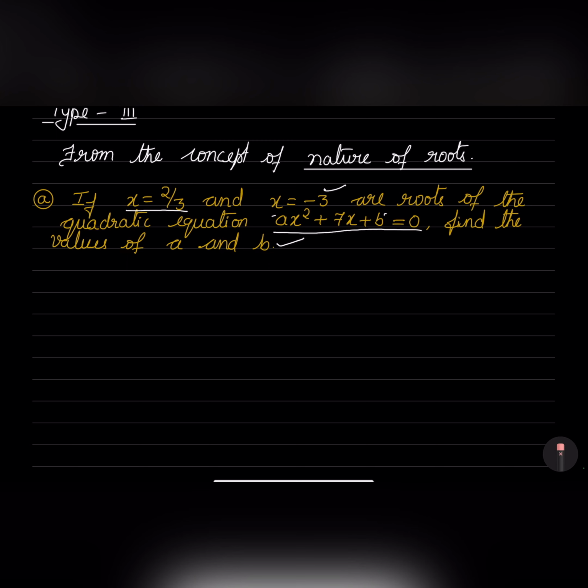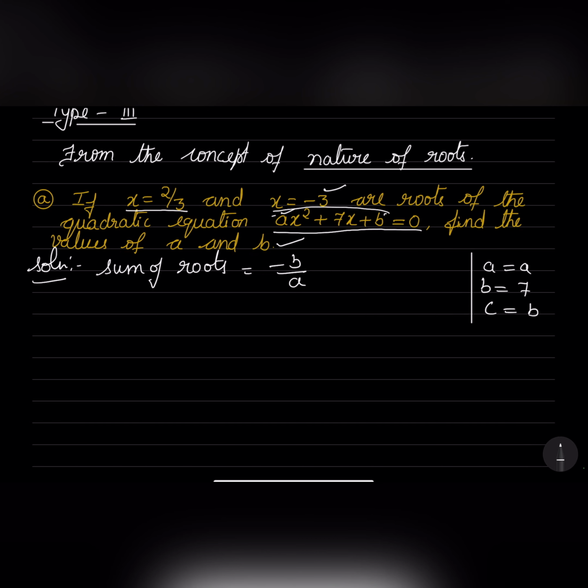So, we'll take the sum of roots. Sum of roots is equal to minus b by a. What is b? What is a? We'll write down. a is a itself, b is 7 and c is b. According to this quadratic equation, we have to write down the values. And the sum of roots, we have 2 by 3 and minus 3. So, 2 by 3 plus minus 3 is equal to minus 7 by a. And this will be 2 by 3 minus 3 is equal to minus 7 by a.